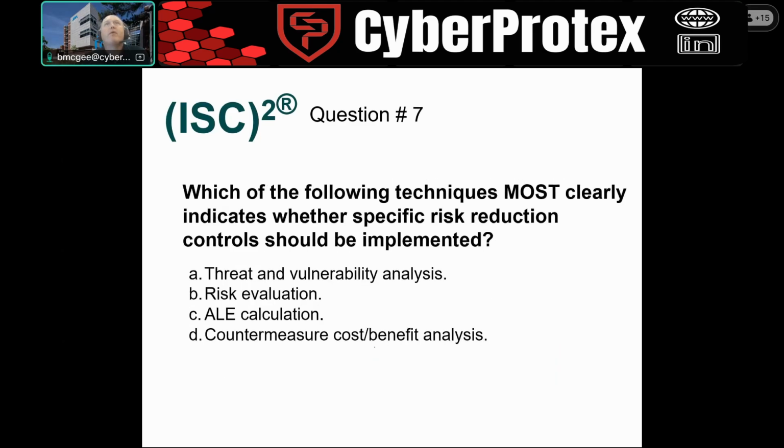We'll do 3 more of these. Which of the following techniques most clearly indicates whether specific risk reduction controls should be implemented? D is countermeasure cost benefit analysis. C is ALE calculation. B is risk evaluation. And A is threat and vulnerability analysis. So I'm thinking to take out maybe A.